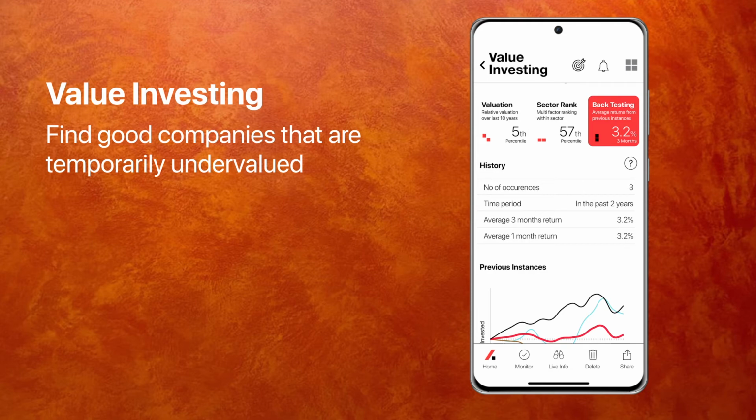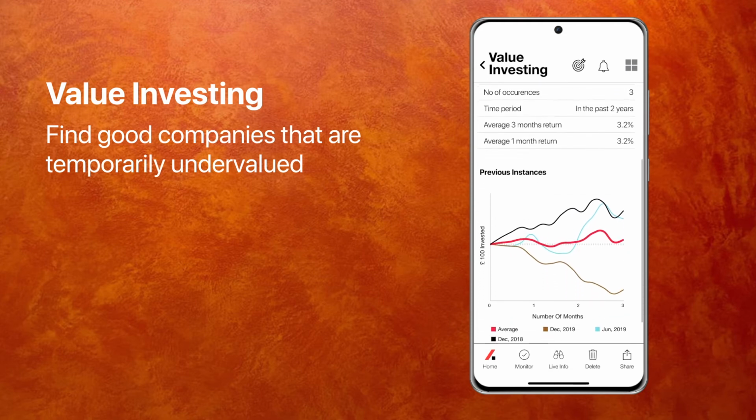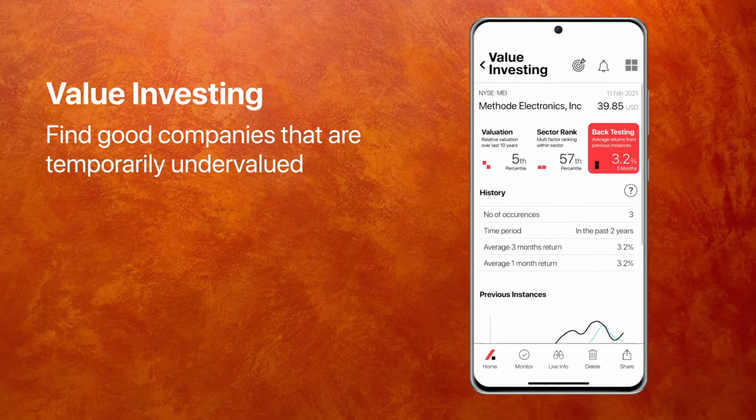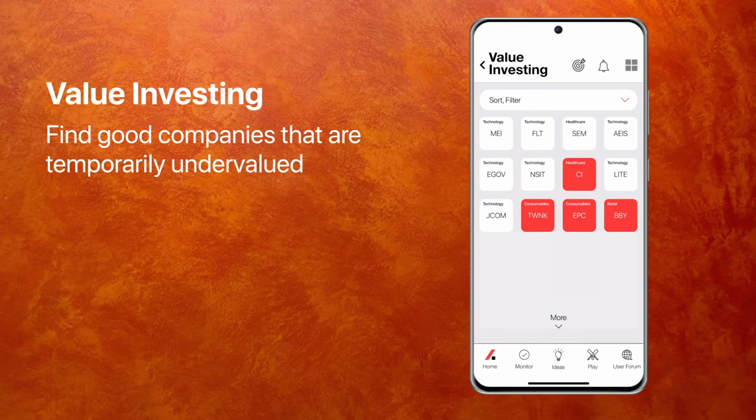And had you bought every time, you would have made 3.2% return. And these are the times when it has happened before. So as you can see, very similar representation, but in a very easy to understand way.